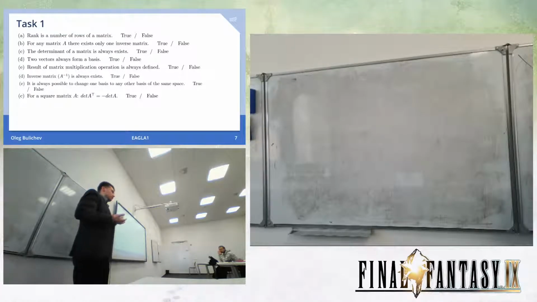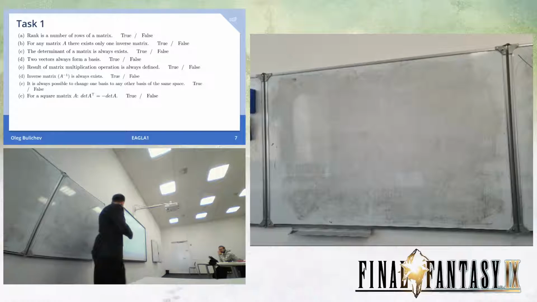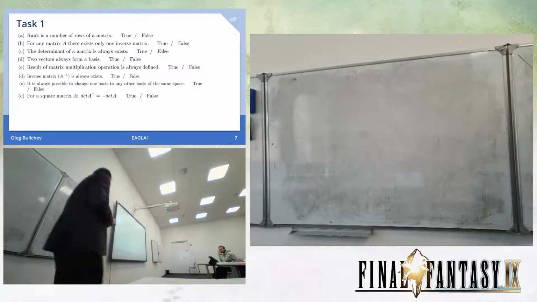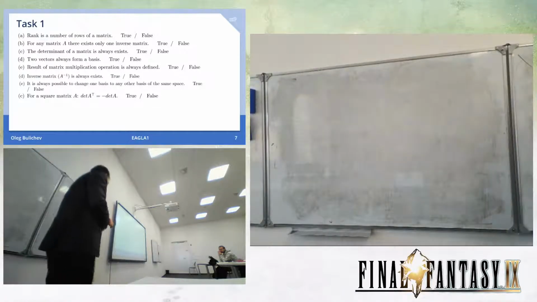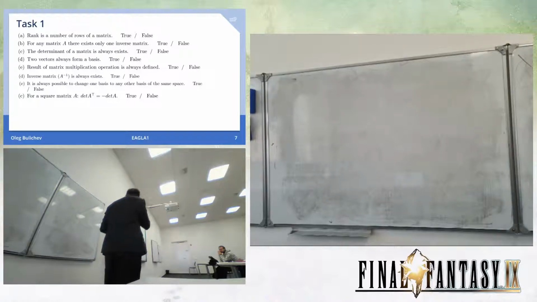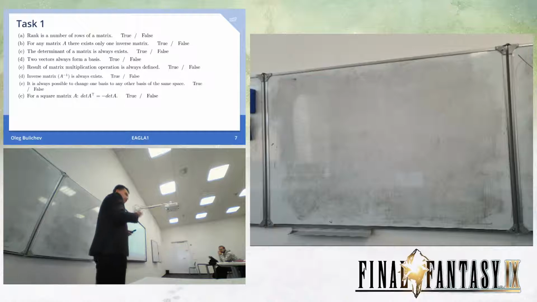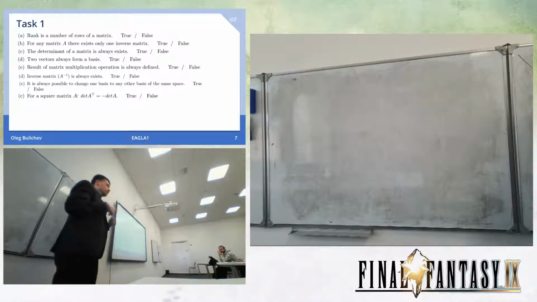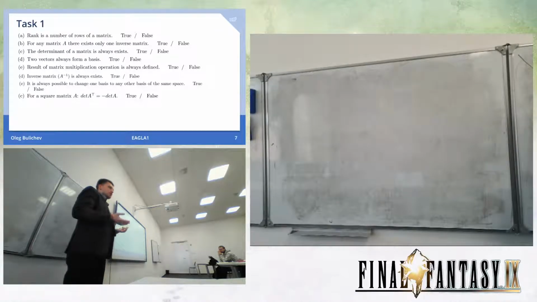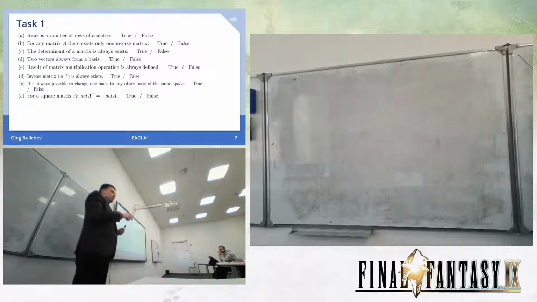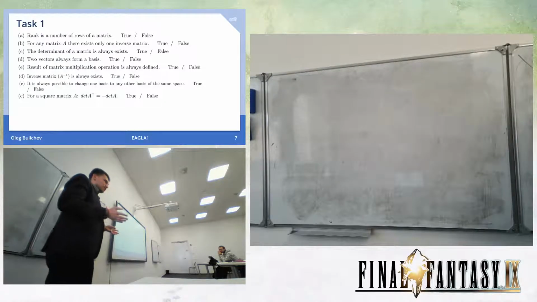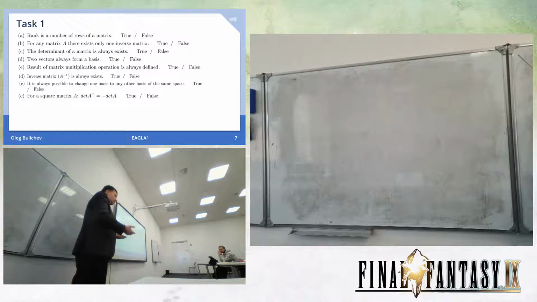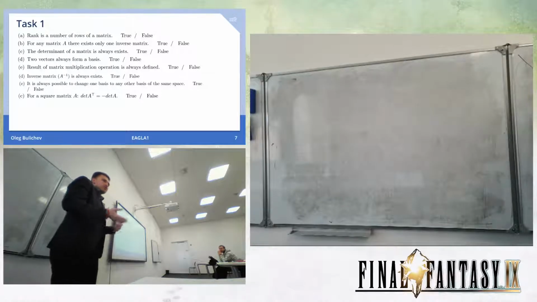I had this problem even in my childhood. Why? For instance, a big task: for any matrix A, there exists only one inverse matrix. Okay, and I'm starting to think. For a square matrix, it's true. If not a square matrix, it's not true. But I also know that we didn't study it here, but we have the pseudo-inverse explained in the previous class. And the pseudo-inverse is also unique, and we can find a pseudo-inverse matrix for every matrix, even for a non-square matrix. And what do I need to say, yes or no? And I start to think.